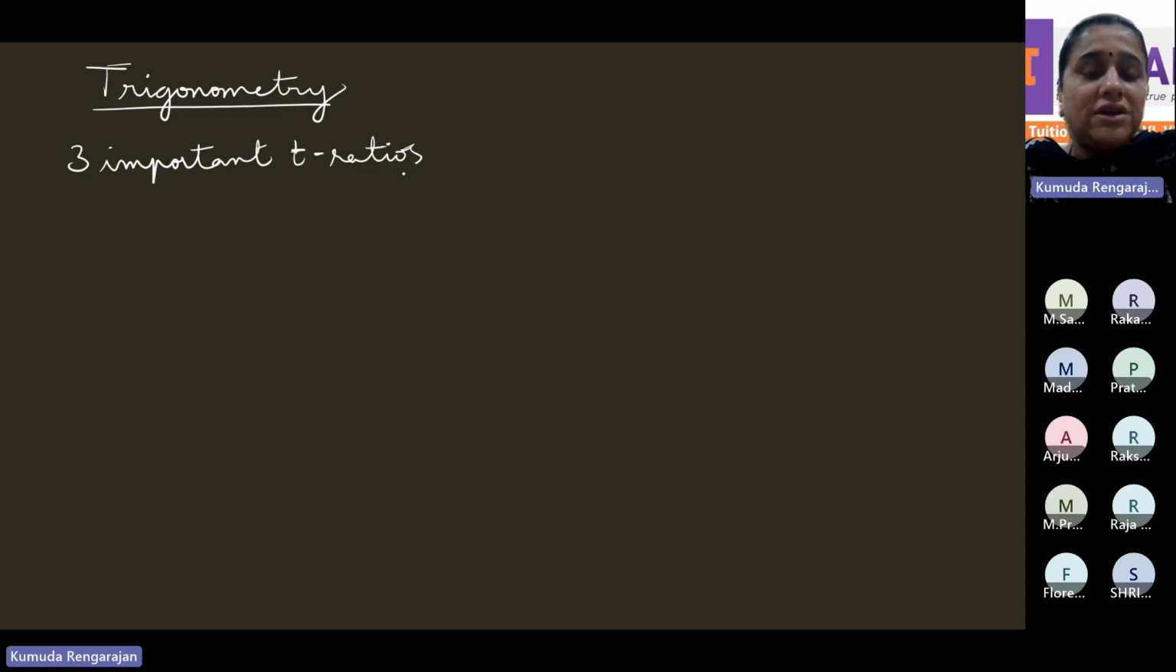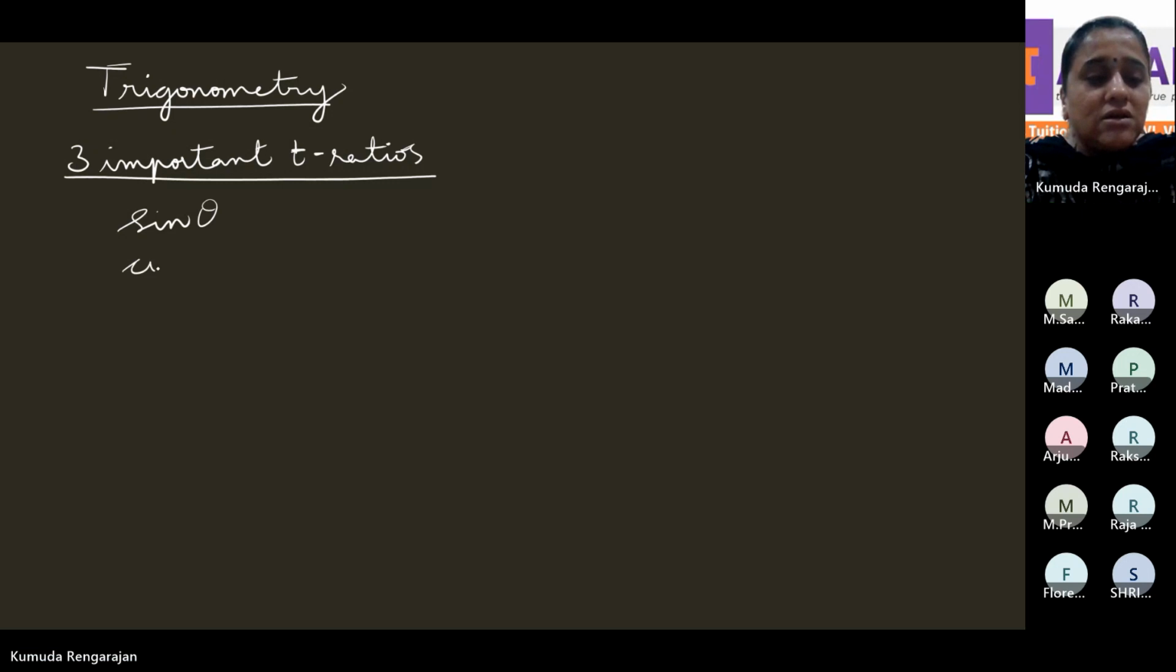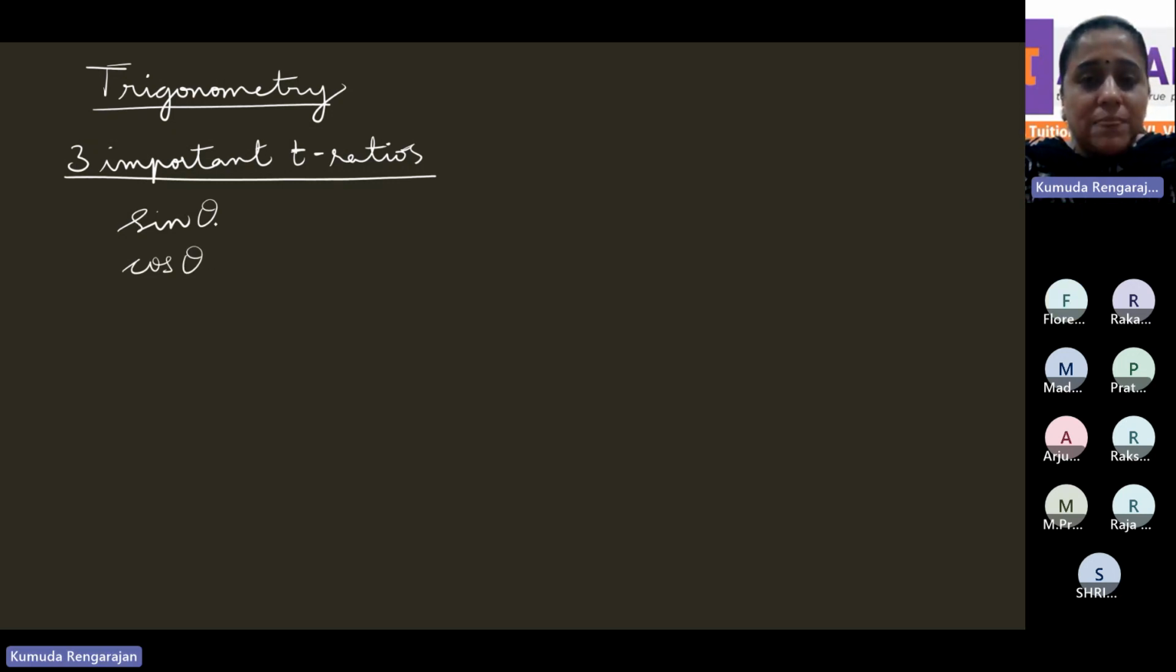So the three important trigonometric ratios or T ratios are sine of an angle theta, cos of an angle theta, and tan of an angle theta. So sine of angle theta is sine theta. Cos of angle theta is cos theta. And tan of angle theta is tan theta.